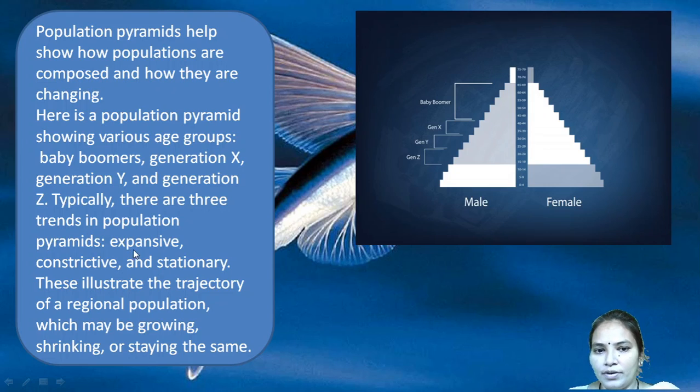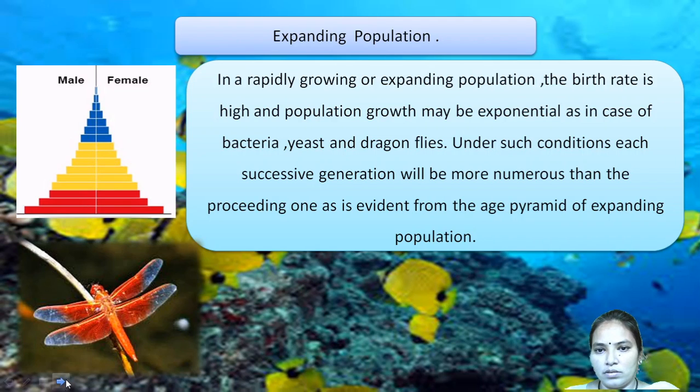So we can see there are different types of population pyramid: expansive, constructive and stationary. These illustrate the trajectory of a regional population which may be growing, shrinking or staying the same. So here we have seen how the pyramid works. Here we can see the expanding population.